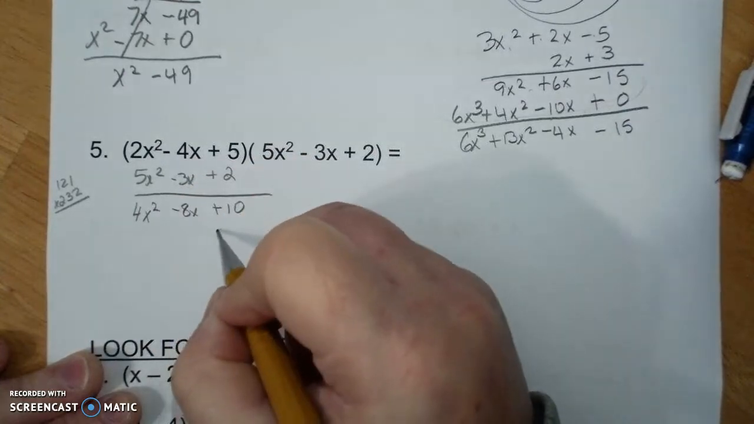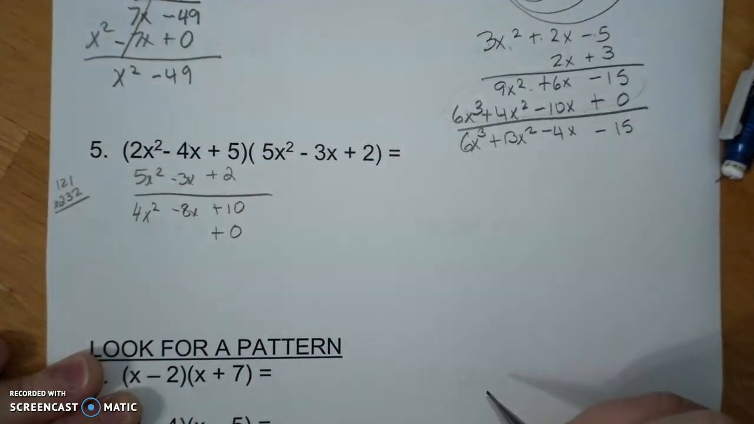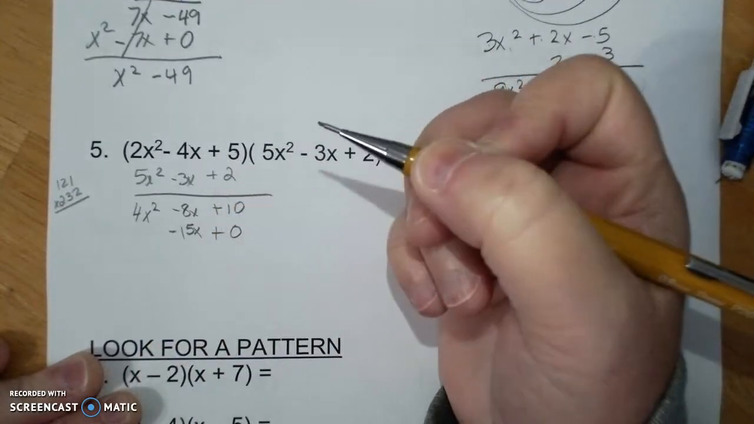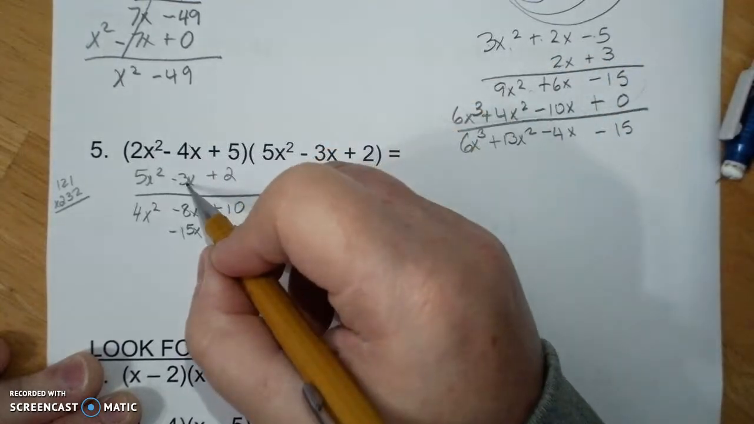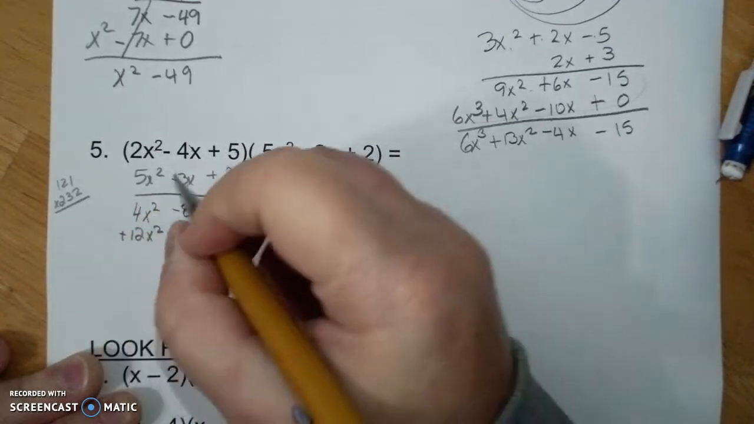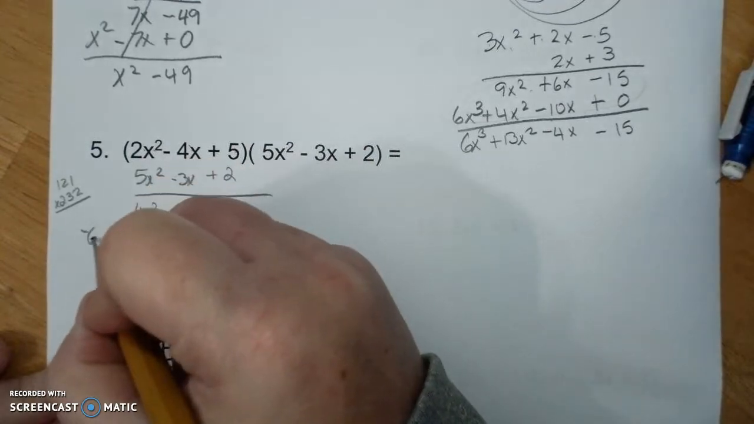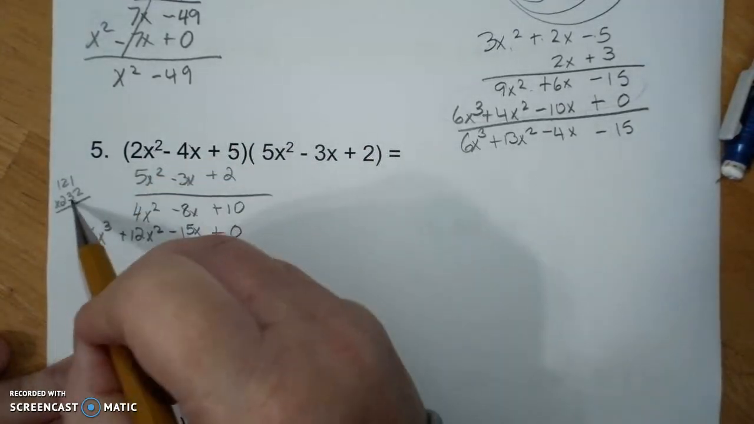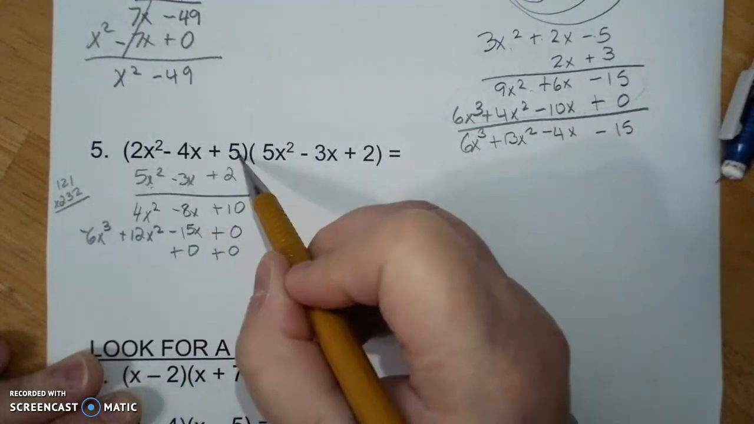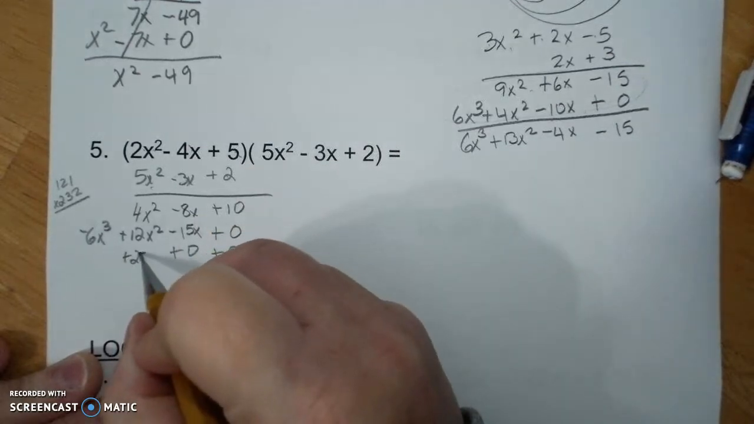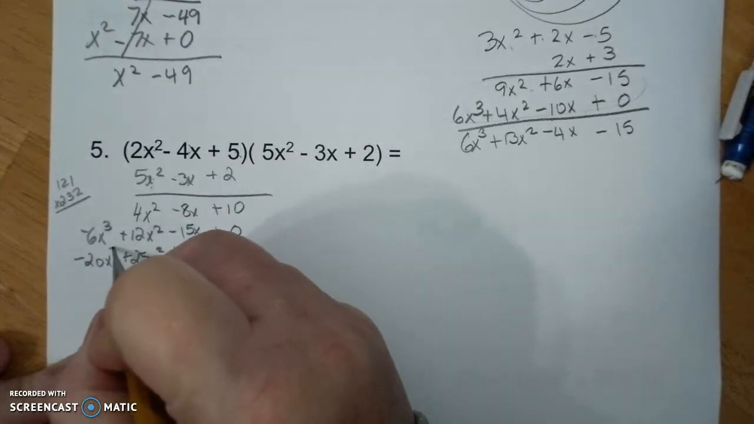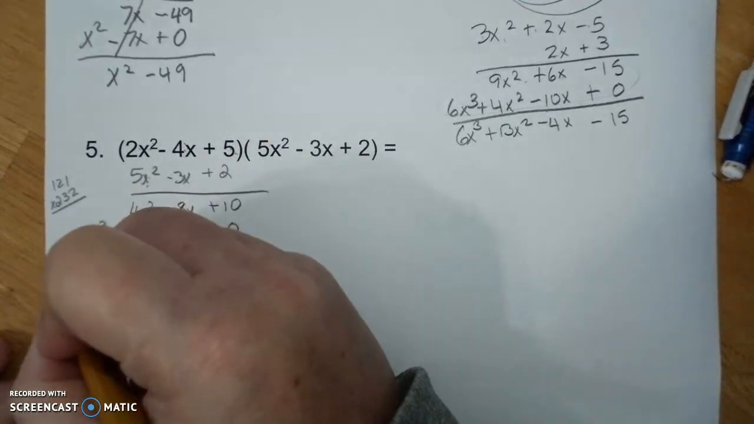4x squared. Going to the second term, I have a positive 0. Here times here, negative 15x. Here times here, positive 12x squared. Here times here, negative 6x cubed. Remember, if you were multiplying here, you would add 2 zeros. Here times here, plus 25x squared. Here times here, minus 20x cubed. Here times here, 10x to the fourth.